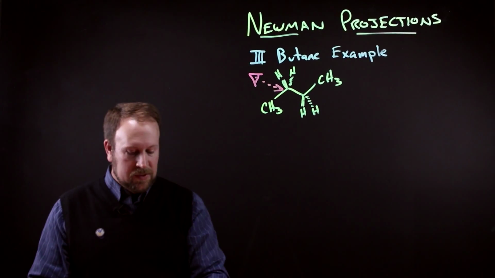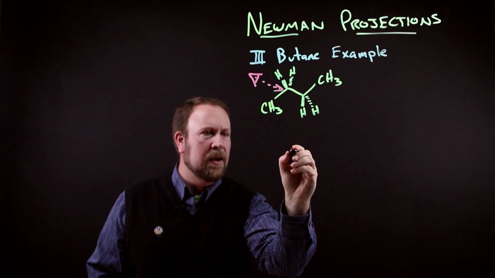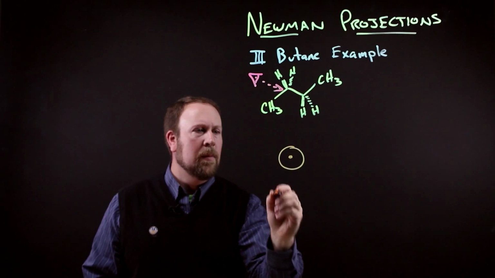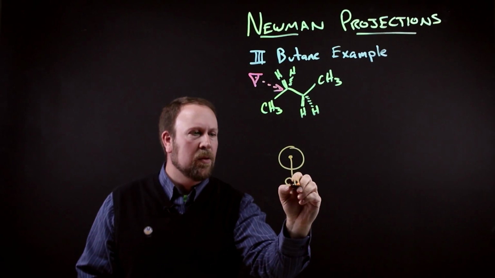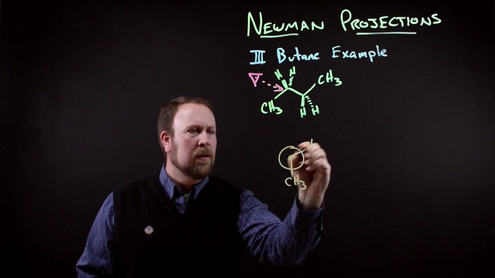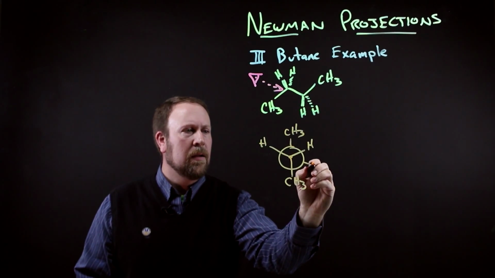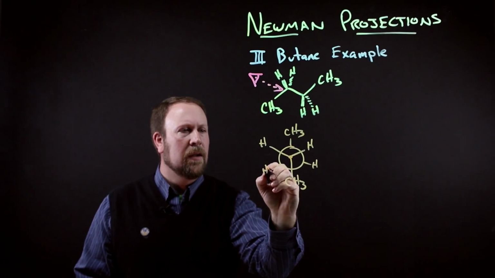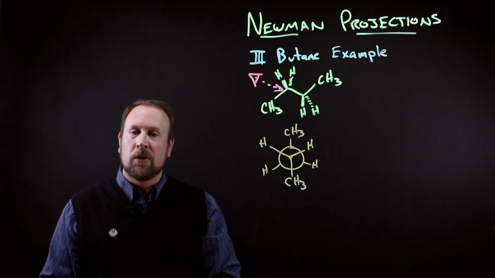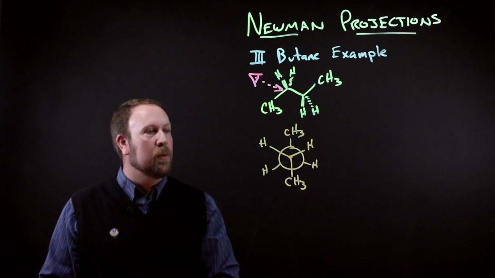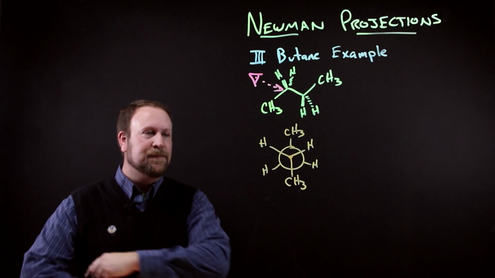bond. So if we think about what we get initially, looking at this conformation, remember the dot is the front carbon, the circle is the back carbon. We have a methyl group that's here, two hydrogens, a methyl group in the back, and two hydrogens here and here. Now before we talk about this, why don't you pause the video and try to go through and draw as many of these Newman projections as you can. Then we'll discuss them in detail.